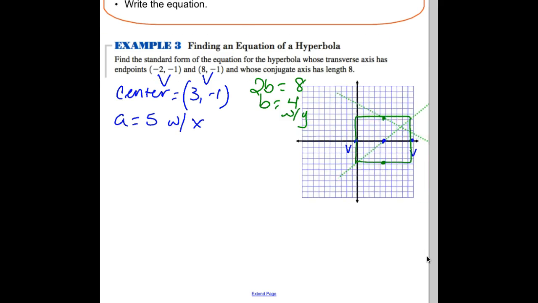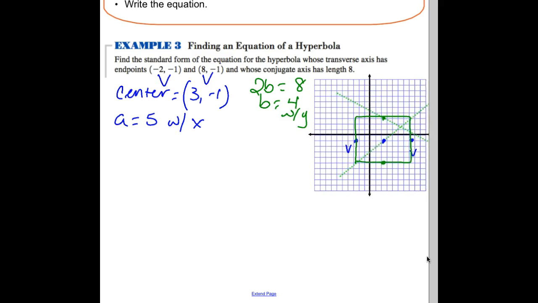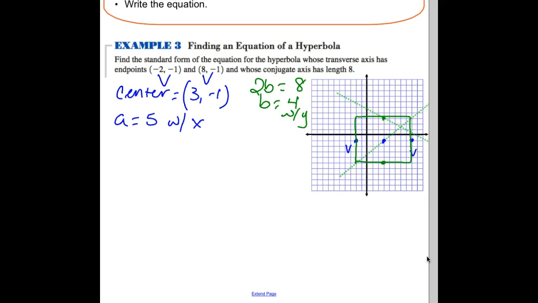Does it want to move for me here? Okay. Which side are we going to draw the branches on? Left and right. Okay, going through the vertices. Approaching those lines. And going through our other vertex.